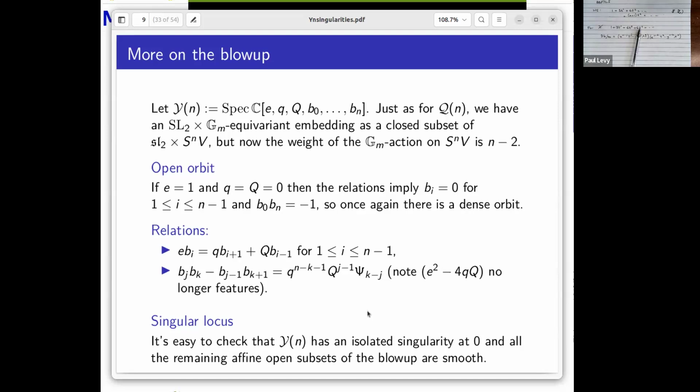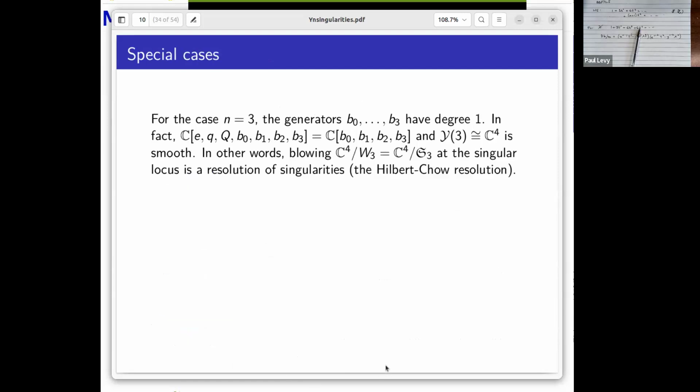And what's not clear is what happens to the preimage of 0 in that blow-up. But the point is that here, the preimage of 0, with the exception of that one point, this is also smooth. Okay, so we've got from something with a 2-dimensional singular locus to a singularity which is isolated. And in fact, all of the other affine opens are smooth. So there are some nice special cases that help to understand what's going on.